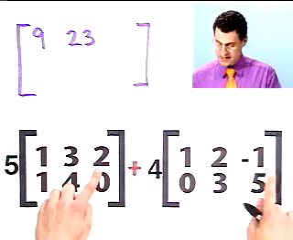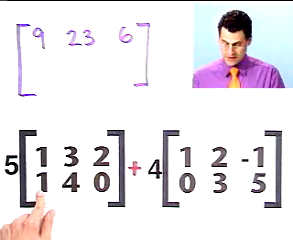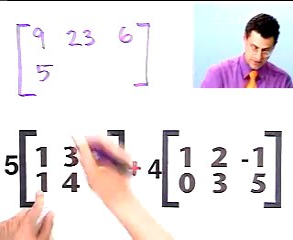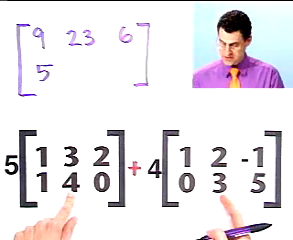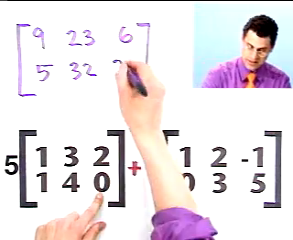Here I see a 10 and a minus 4, so that's a 6. Here I see a 5 and a 0, so that's just 5. Here I see a 20 and a 12, so that's a 32. And here I see a 0 and a 20, and so I get a 20.